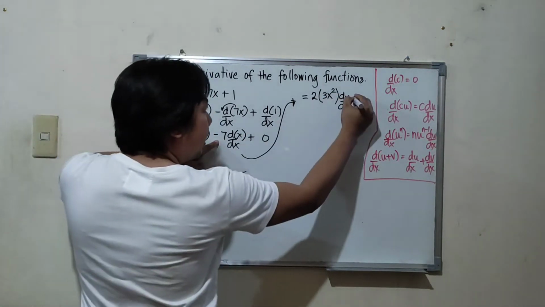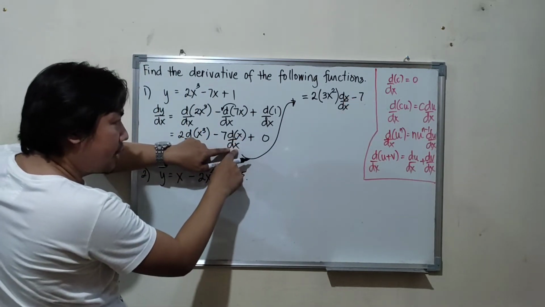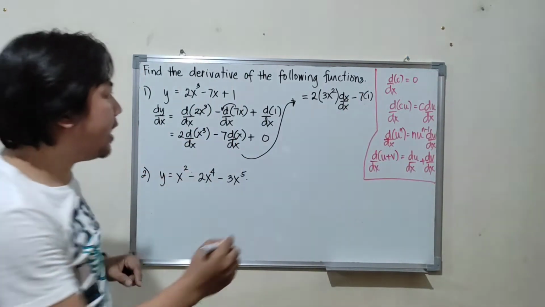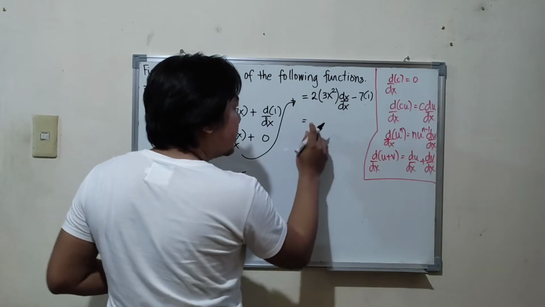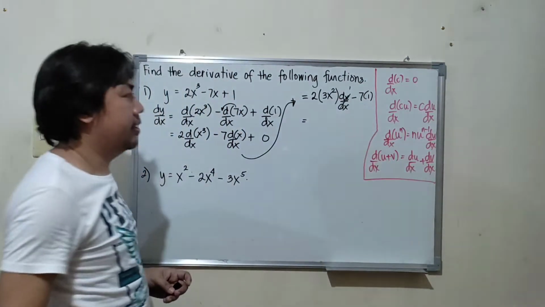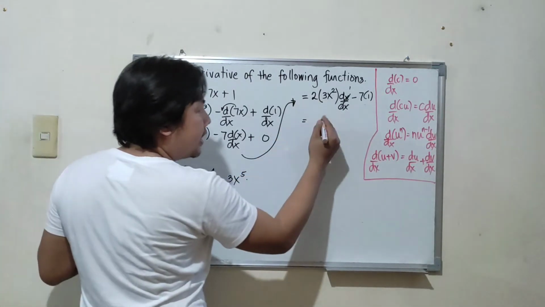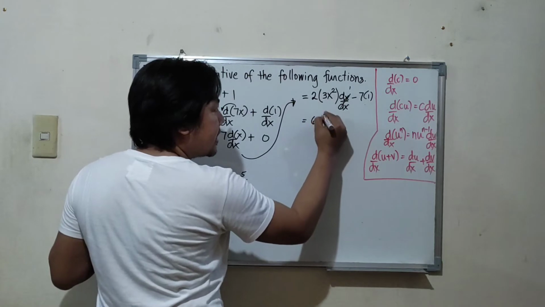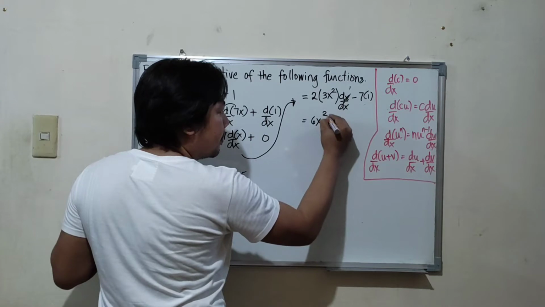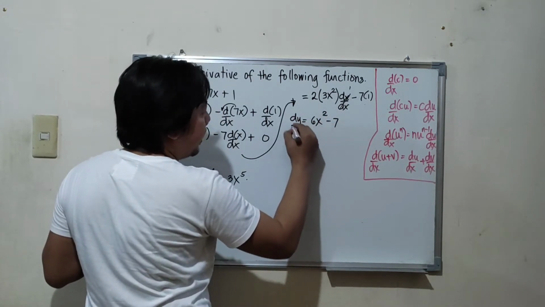So, minus 7 times derivative of x with respect to x. So, 1 na lang yun. Okay? So, therefore, final answer na natin is, so, dx over dx, this is equal to 1. So, final answer, just multiply 2 times 3. So, we have 2 times 3 is 6x squared minus 7. So, yan ang ating derivative of y with respect to x.